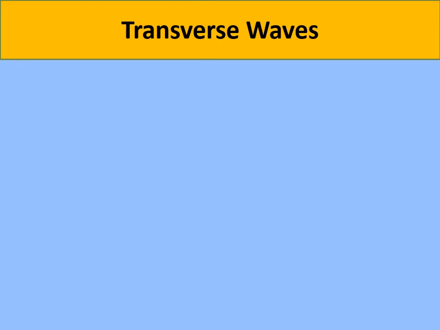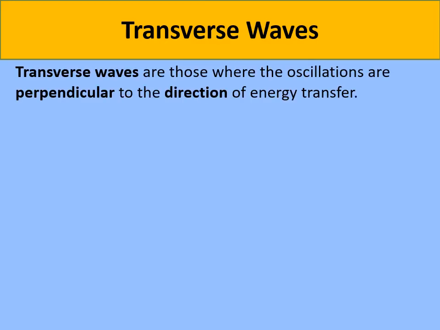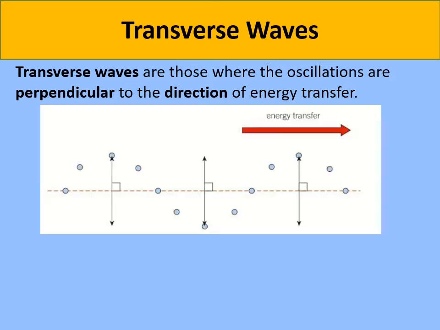So two types of waves exist. The first is called a transverse type of wave. And transverse waves are those waves where the oscillations or vibrations are perpendicular to the direction of energy transfer.